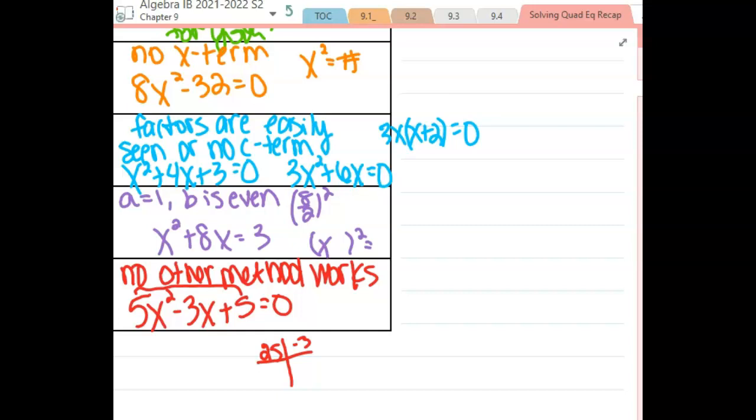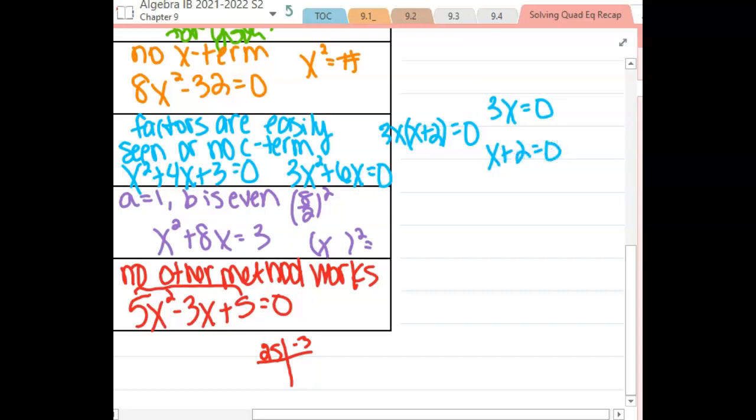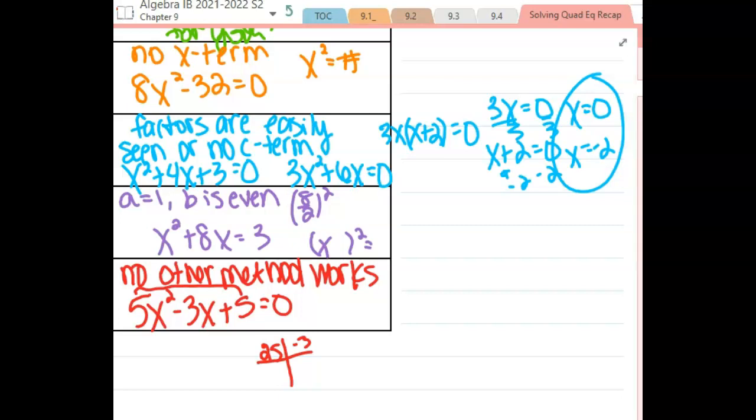Once you get to this step, you do the same thing. If 3x times x plus 2 equals 0, that means either 3x equals 0 or x plus 2 equals 0. So for the first one, divide by 3, we get x equals 0. Subtract 2, we get x equals negative 2. There's your 2 answers there. So this is what it would look like that other way of factoring.